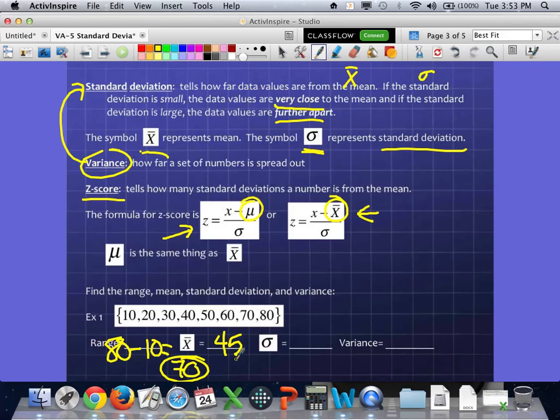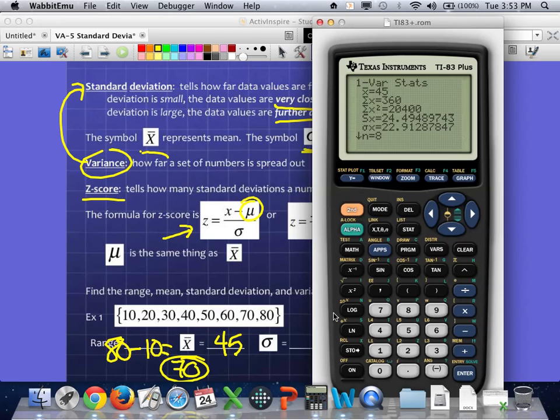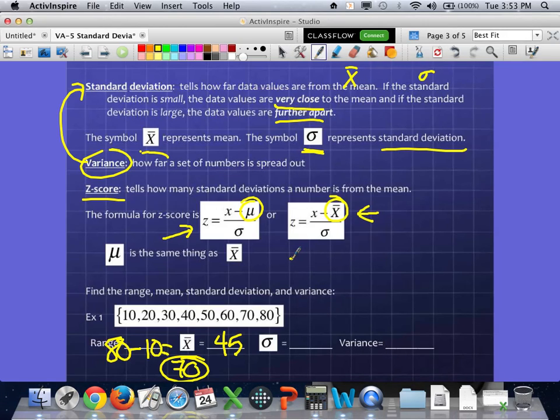All right, and then the standard deviation. Okay, let's go back to our calculator. Our standard deviation is right here. This little sigma with the x is 22.9. Now, our variance is going to be our standard deviation squared. So I'm going to go 22.9 squared, okay, and get that number.